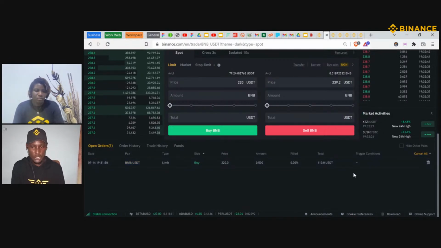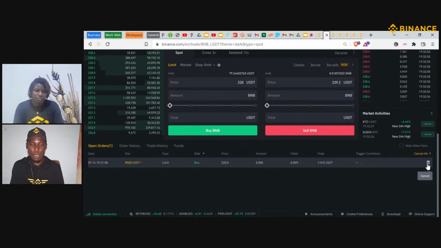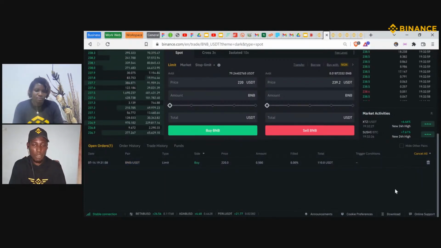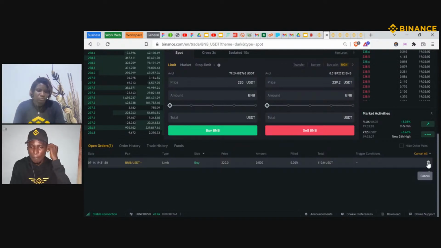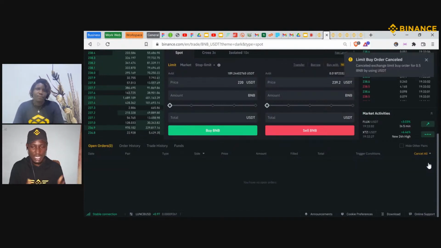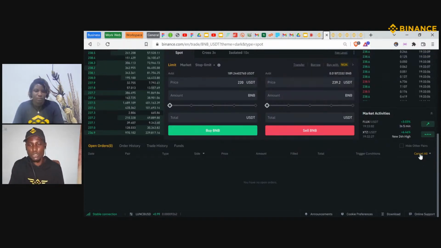Also, you wouldn't have to worry. You can also cancel this order anytime before it gets filled. So as long as the order has not filled, you can always delete the order and get your total amount back to be able to place your order probably at another entry point. So if you want to delete your order, all you have to do is just tap on this recycle bin icon, which says cancel. When you click on cancel, it cancels everything. If you have multiple open orders, you just have to tap on cancel all to cancel all your orders.